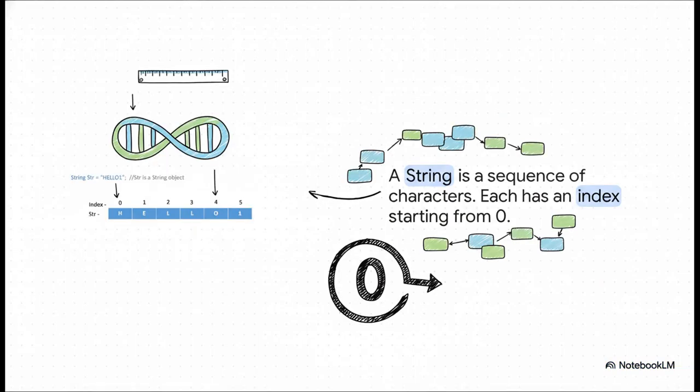In Java, a piece of text is called a string, and it's really just a sequence of characters. Now, here's a key thing you have to get used to in programming. Computers start counting from 0. So in the string hello, the H isn't at position 1, it's at position 0. The E is at 1, L is at 2, and so on. This is called zero-based indexing, and you'll see it everywhere.